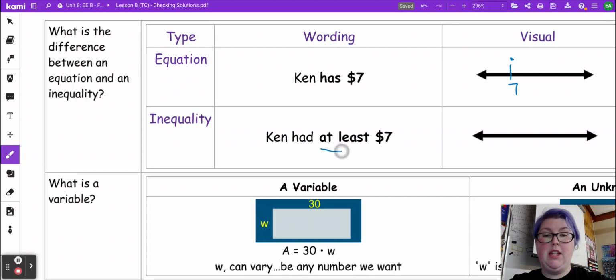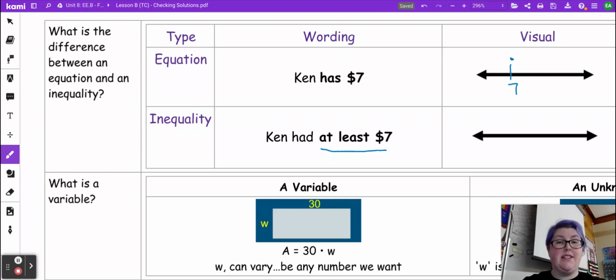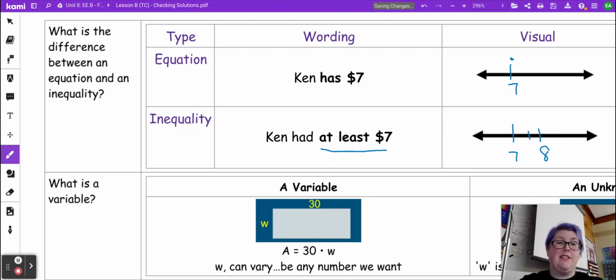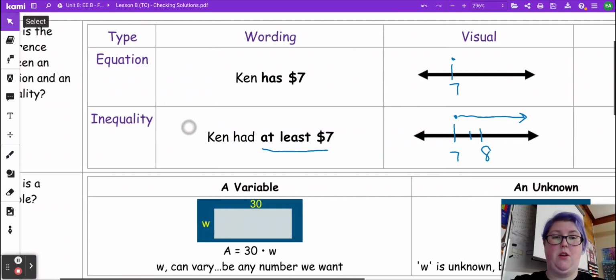Now, an inequality, you'll remember, is greater than, less than. So Ken has at least $7. That means he could have $7, just like the equation. He could have $8. He could have $7.50. He has at least 7. So we're still going to put a dot at 7. And then instead of counting out the number line, because that is a lot of work, we are going to draw an arrow in the direction. So he could have 7, he could have any number above 7, but it's got to be at least. So the minimum number is 7 in this inequality.